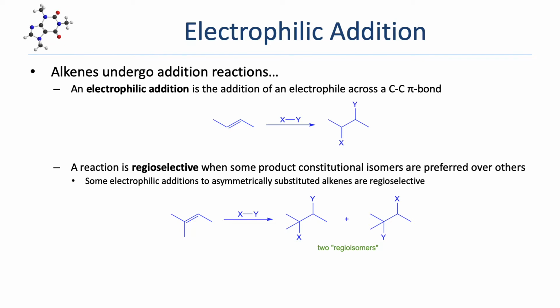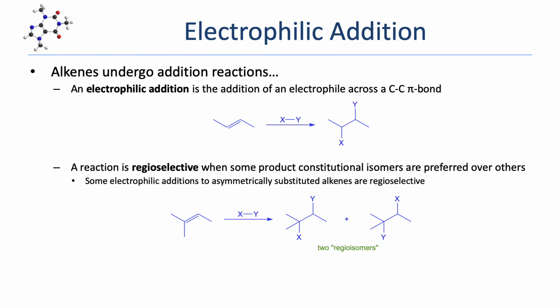A reaction is regioselective when some product constitutional isomers are preferred over others. In this context, the different product isomers are referred to as regioisomers. For alkene addition reactions, regioselectivity is really only a concern when the alkene is asymmetrically substituted. That is, when it has different substituents on each carbon of the double bond. So here I have an example of an asymmetrically substituted alkene. You can see that on one carbon of the double bond, there are two methyl substituents, and on the other, a methyl and a hydrogen substituent.